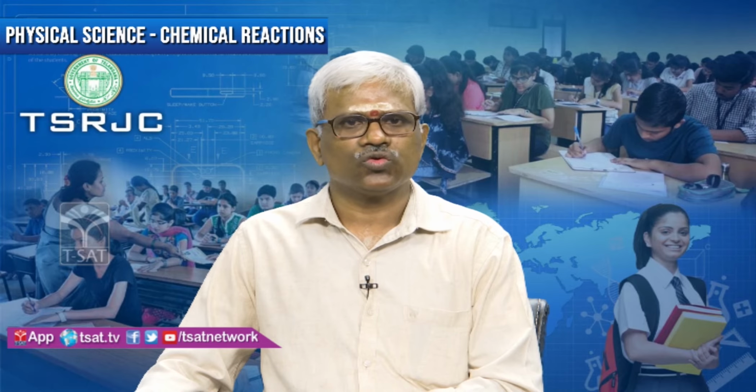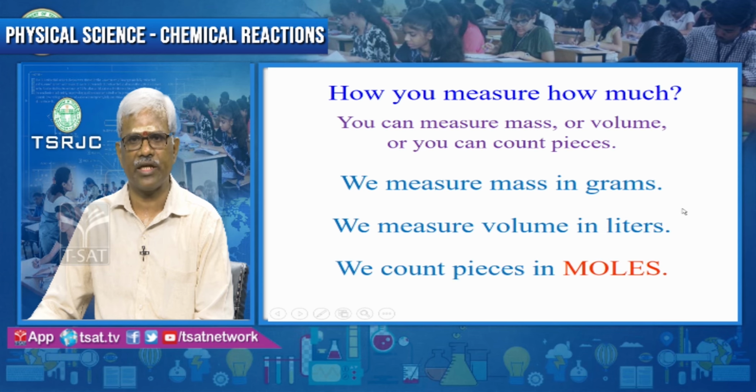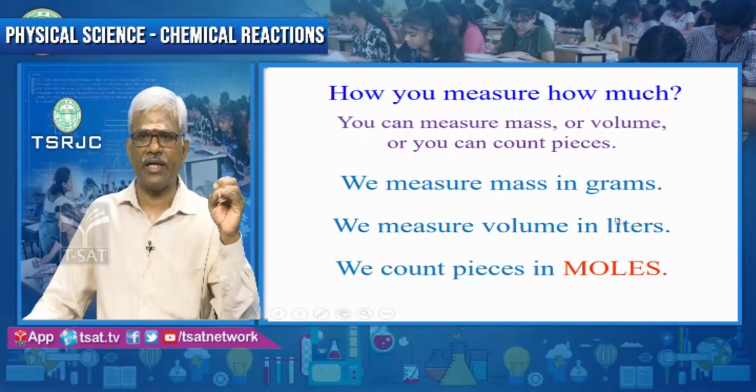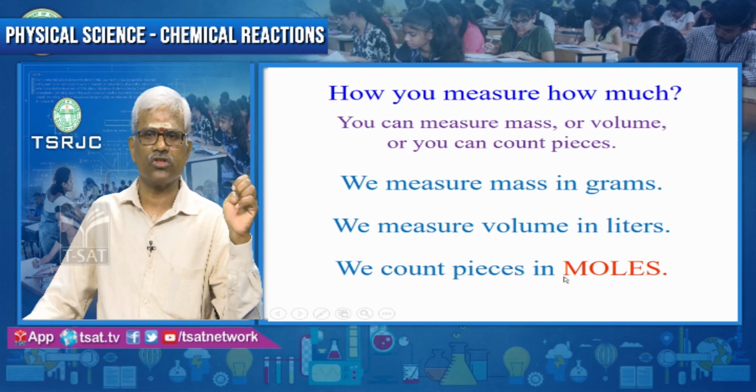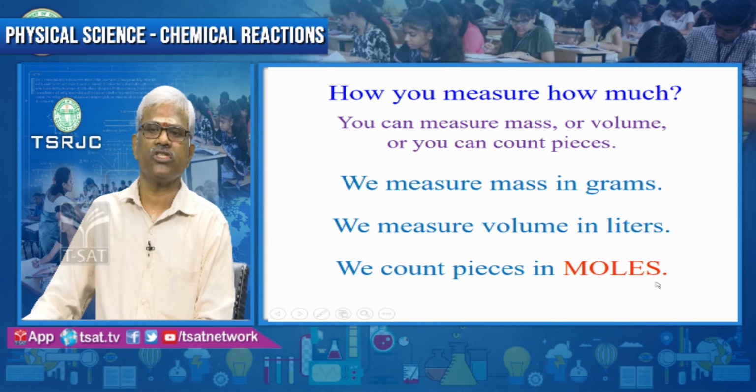We count pieces: 1 piece, 2 pieces, 10 pens, 5 coins, like that. We measure grams, kilograms, liters, like that. In the same way, we measure atoms or molecules by means of moles. Mole is a number. Just as 10 liters, 10 grams, 10 pieces, 10 pens, 10 pencils, we say 1 mole, 2 moles, 5 moles of atoms, 10 moles of molecules, 10 moles of ions, like that.